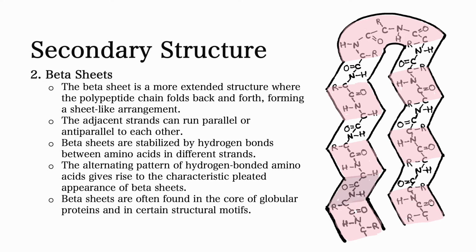Beta sheets. A beta sheet is a more extended structure where the polypeptide chain folds back and forth. This forms a sheet-like arrangement. The adjacent strands can run parallel or antiparallel to each other. Beta sheets are stabilized by hydrogen bonds between amino acids in different strands. The alternating pattern of hydrogen-bonded amino acids gives rise to the characteristic pleated appearance of beta sheets. So sometimes beta sheets are also called beta-pleated sheets. Beta sheets are often found at the core of globular proteins as well, and in certain structural motifs.